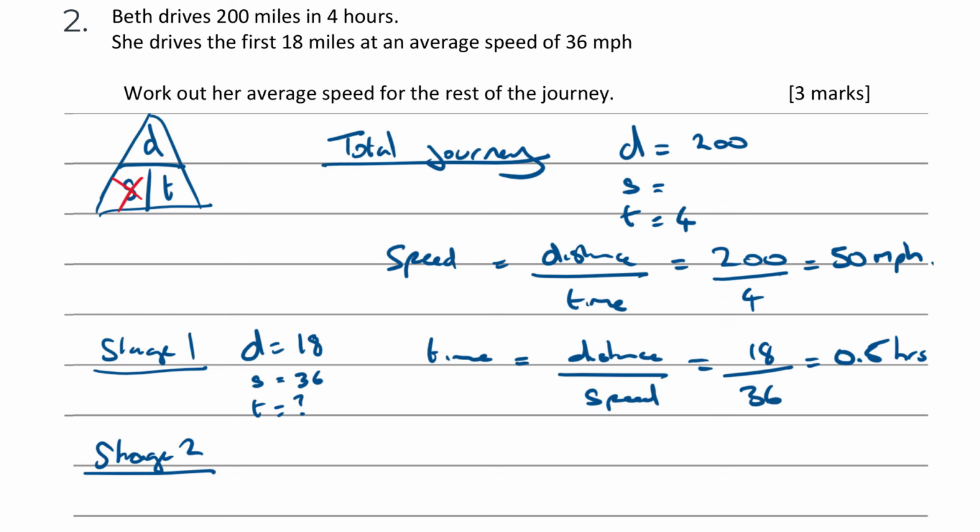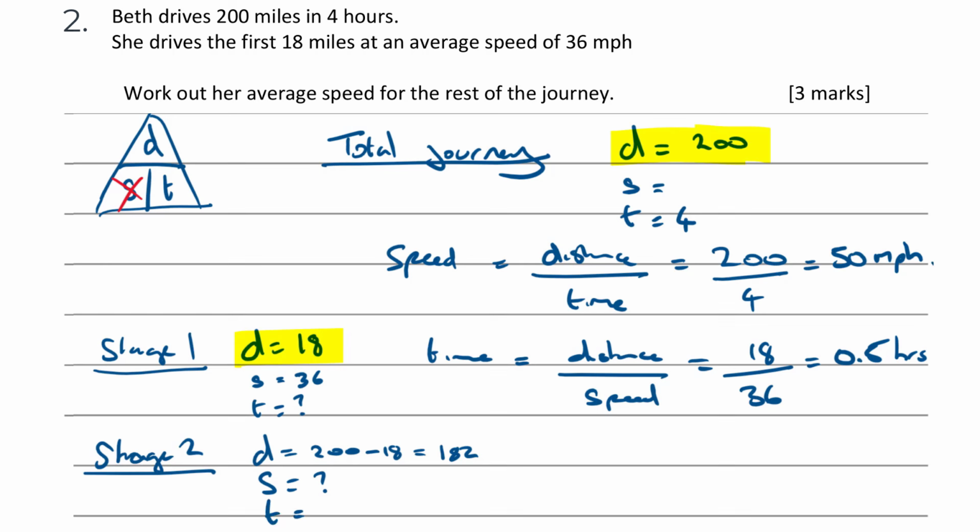We know the total distance traveled was 200, and we know that distance traveled in stage 1 was 18. So the distance traveled in stage 2 then is going to be 200 minus 18, and that's going to be 182 miles. Do we know the speed? No, that's what we're trying to find. Do we know the time?